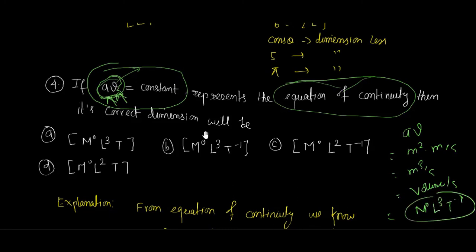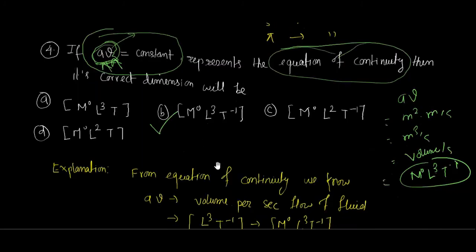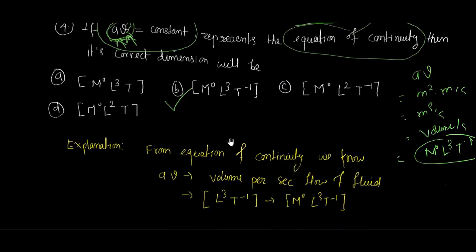So let us see. The correct answer must contain the dimensional value of L as 3 and T as minus 1. So the correct answer is B. Here is the explanation for this particular question.